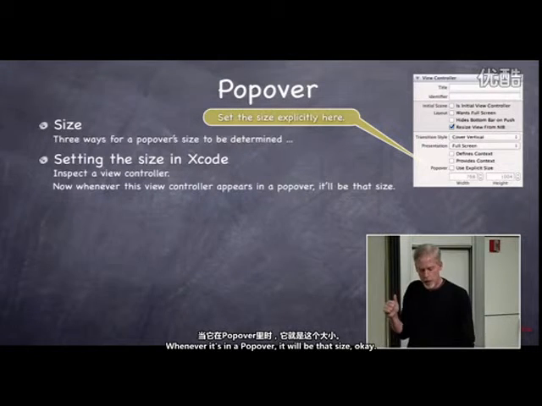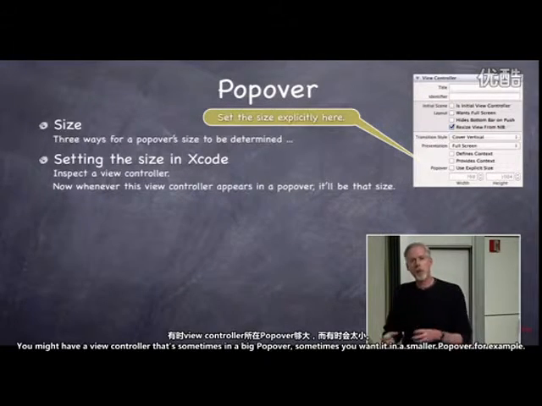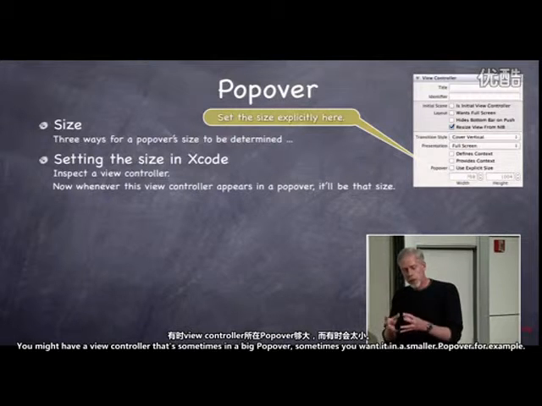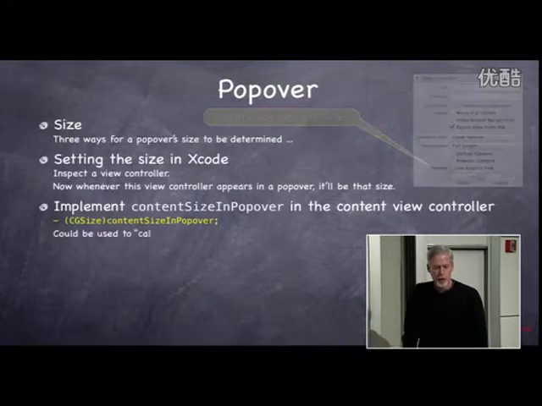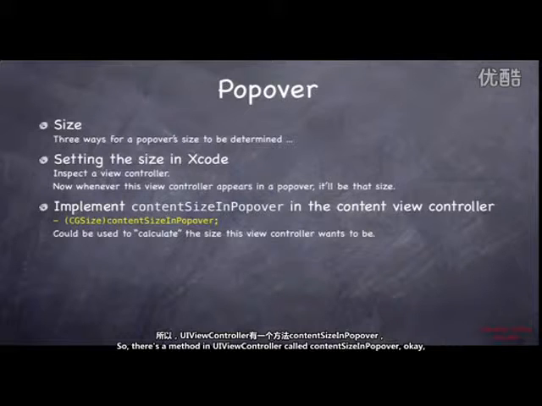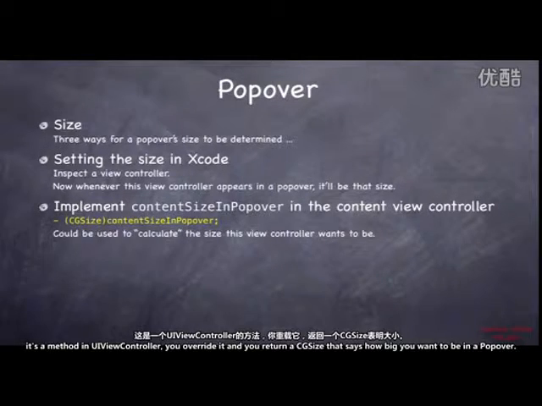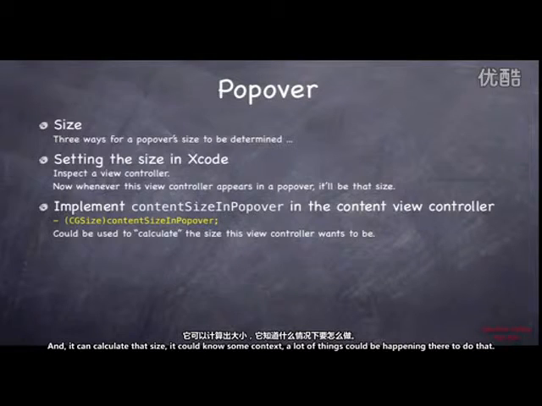But that's a little restrictive. You might have a view controller that's sometimes in a big popover, sometimes you want it in a smaller popover, for example. So there's the method in UIViewController called contentSizeForViewInPopover. It's a method in UIViewController. You override it, and you return a CGSize that says how big you want to be in a popover. And it can calculate that size. It could know some context. A lot of things could be happening there to do that.